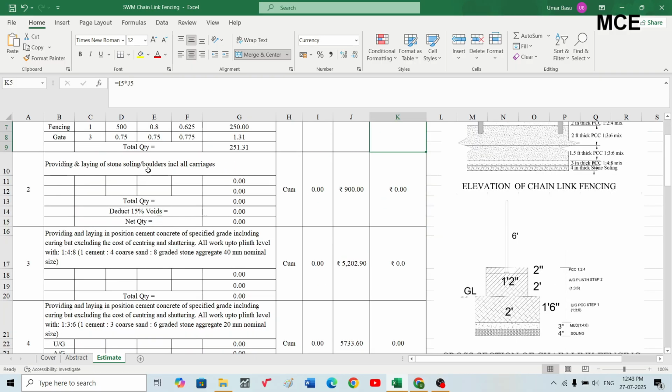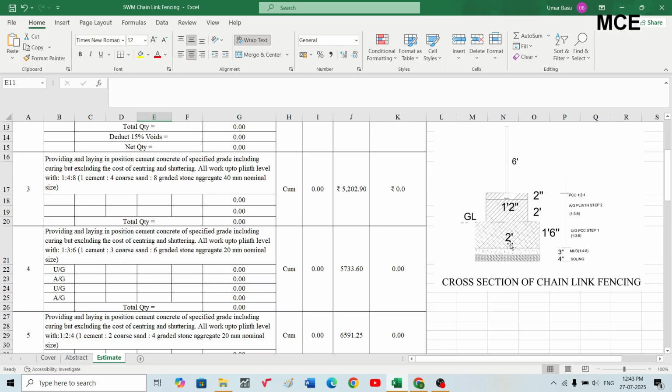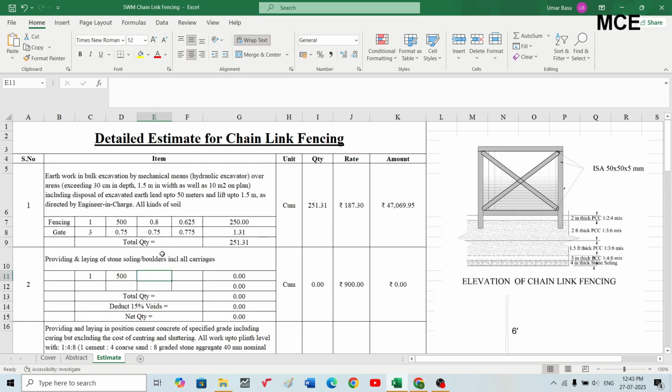Next item, I have to lay the stone soling or boulders as a leveling course after excavation. So again, length will be same, that is 1 into 500. Width, which I have shown in the cross section, is 2 feet. So 2 feet is equal to 0.6 meter, and the thickness is 0.1, that is 4 inches. Okay, this is for the boundary wall. And then for the gates, that is gate pedestals, which are 3 numbers.